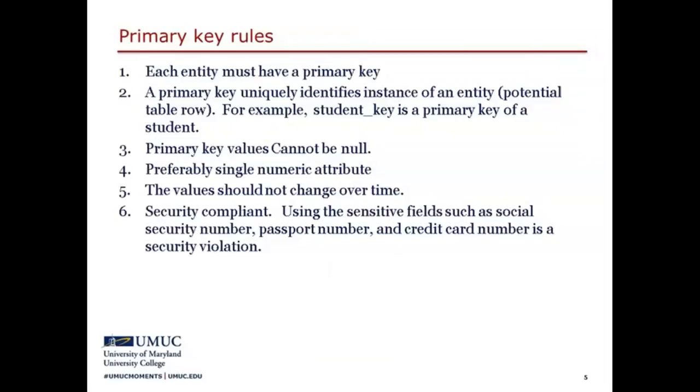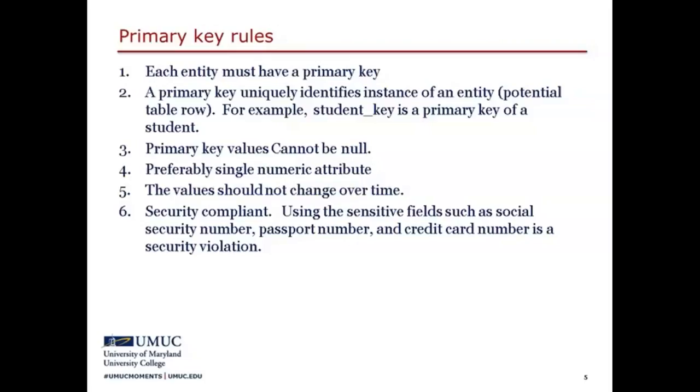Each entity that we track data about must have a primary key. A primary key identifies each instance of an entity uniquely. For example, if Yelena is a student, Yelena is going to have a unique student ID. Now we have another student, Bianca, for instance. She's going to have her student ID. We have Jerry, he's going to have his student ID. Everybody is going to have a unique one.